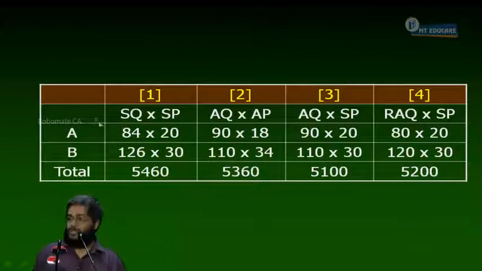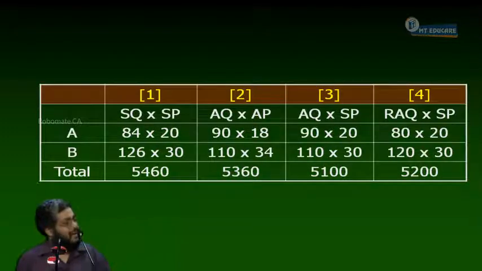Now, I'll ask you the questions one by one. Just the quantities alone, you tell me. SQ, AQ, RAQ: three quantities. What is SQ? Standard quantity in standard mix. What is AQ? Actual quantity in actual mix. What is RAQ? Actual quantity in standard mix. Right or not?